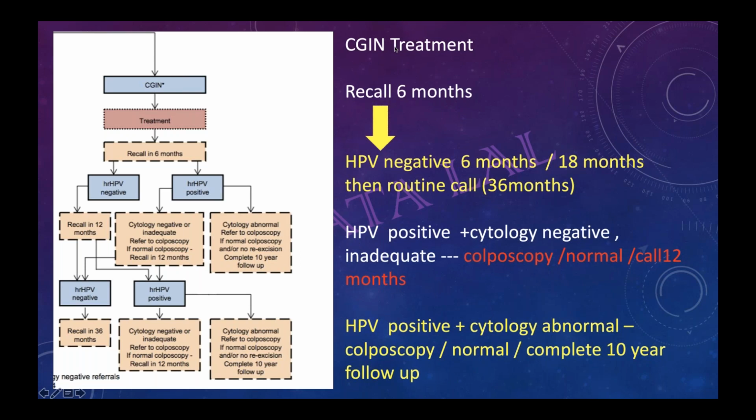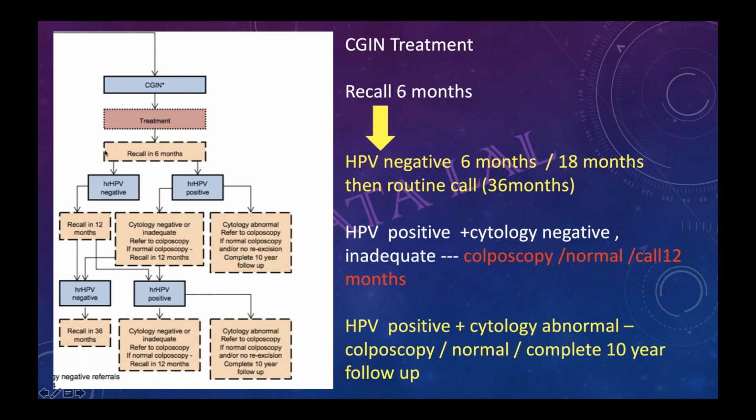So you treated a CGIN patient. Any treatment patient, please call her after 6 months. Patient has come, so you do HPV testing at 6 months. Then if it comes negative, then you will call this patient after 12 months, or you can say 18 months after treatment. If both of these HPV tests are negative, then the patient will be on routine call. You will call this patient at 3 years time.